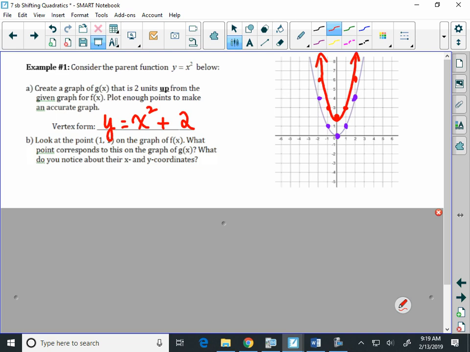Now it's hidden behind my y here, but look at the point (1, 1) on the graph of f of x. So it's a purple point. And then where is it now that we moved it up? Well, where is it now? It's at the value of (1, 3).